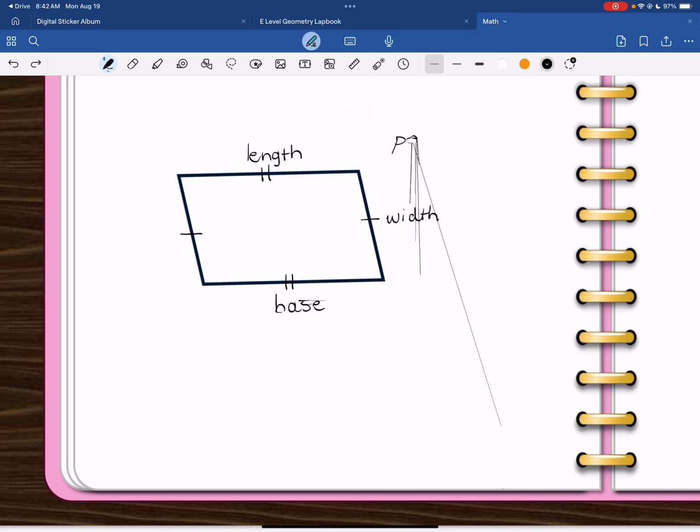I'm having issues with my pen, sorry. I'm not sure what is happening. It does this sometimes.